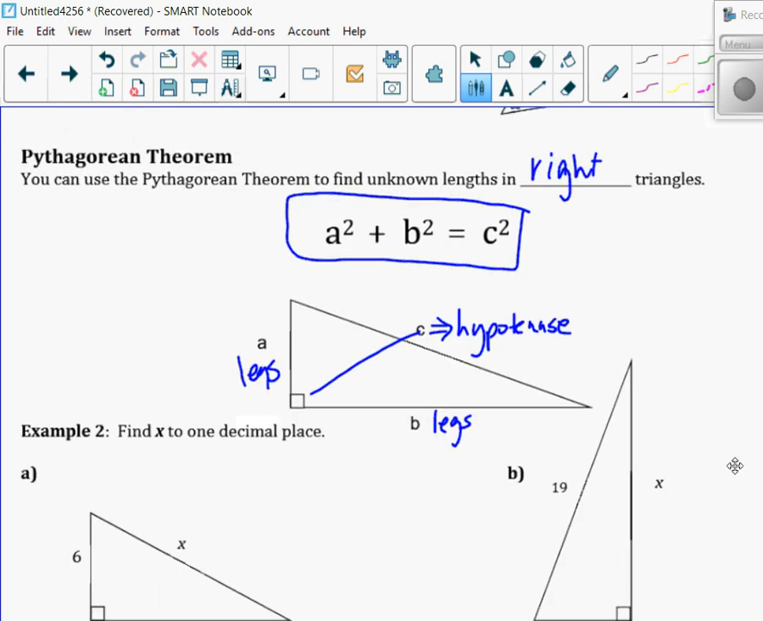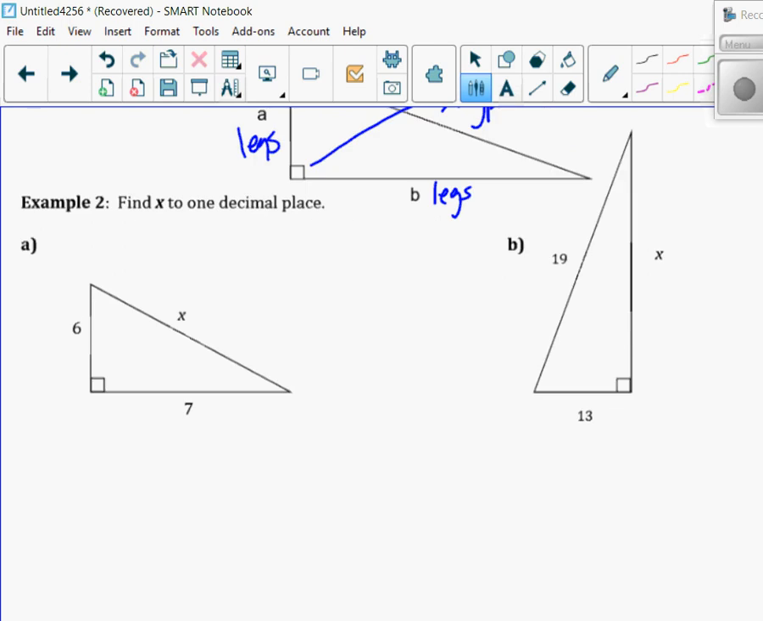Okay, so let's figure this out. We're just going to plug it in. So in the first example, I'm going to show all my steps here. A squared plus b squared equals c squared. So I need to label. This is my c, this is my a, and this is my b. Do you remember doing this? Then we're going to go directly in.